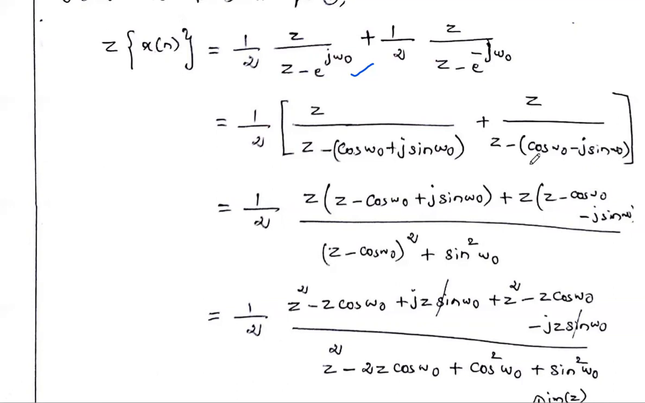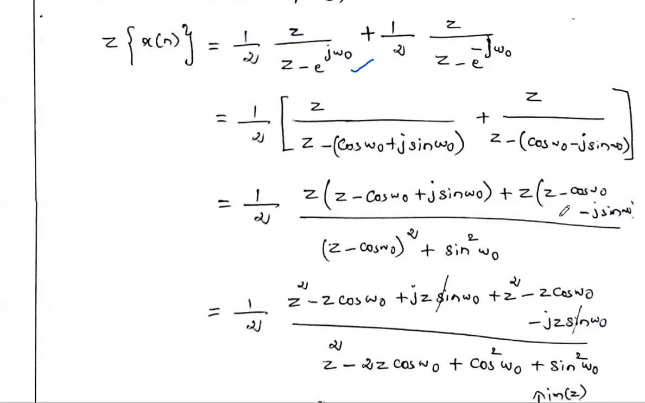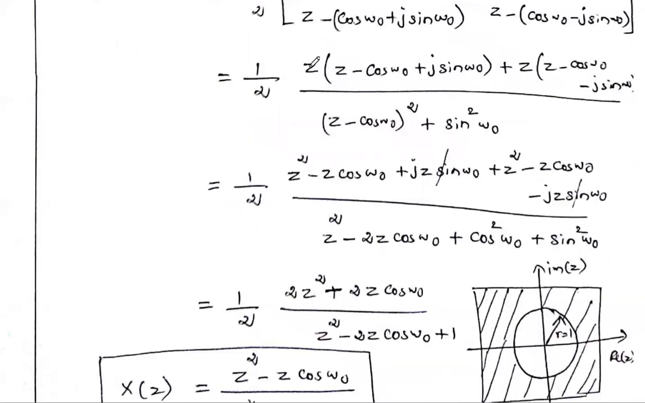Okay, and if you are taking LCM, here z into this term plus z into this term. So you just expand, multiply z into this term, so we will get z squared minus z cos omega naught plus j z sin omega naught. Similarly here, plus z squared minus z cos omega naught minus j z sin omega naught.